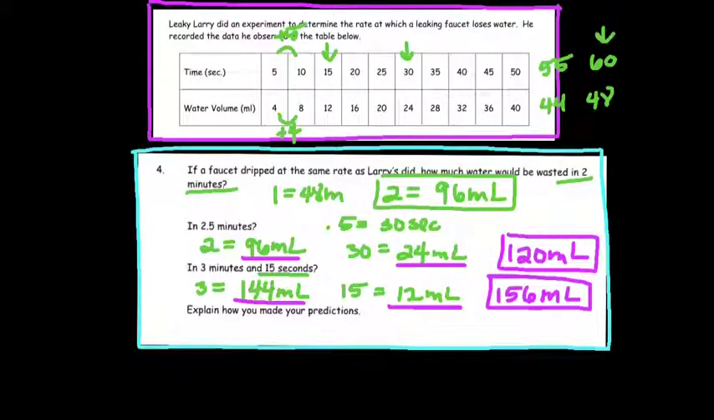So how do we make our predictions? Well, really, we used our table and we extended our table. We not only used the numbers that were on our table, but we also extended it as well.